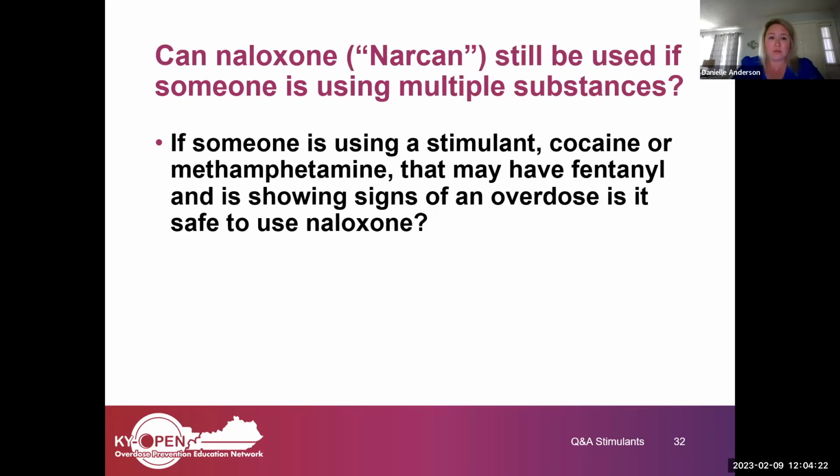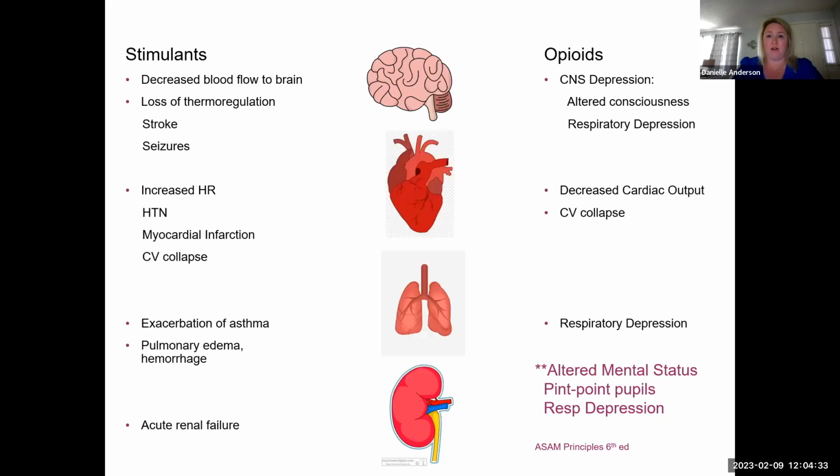Can naloxone still be used if someone is using multiple substances? If someone is using a stimulant, cocaine or methamphetamine, that may have fentanyl and is showing signs of an overdose, is it safe to use naloxone? So let's review what stimulants and opioids do in the body.